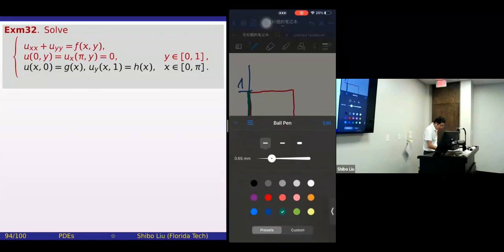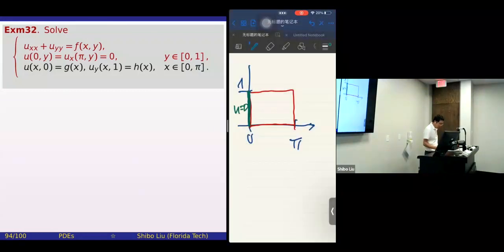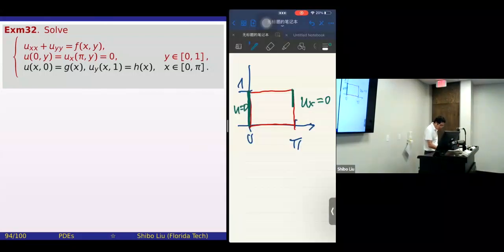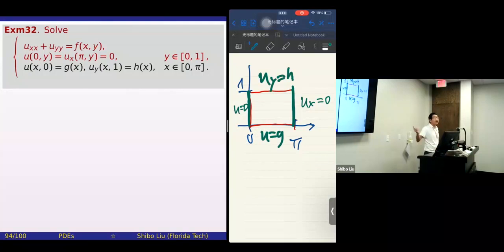On the left boundary, u is 0. On the right boundary, it is Neumann: the partial derivative of u with respect to x is 0. On these two parts, x equal to 0 and x equal to pi, we have a homogeneous boundary condition. On the upper and bottom boundaries, they are given by g and h. Maybe here u is g and u_y is h. Okay, that is the problem.